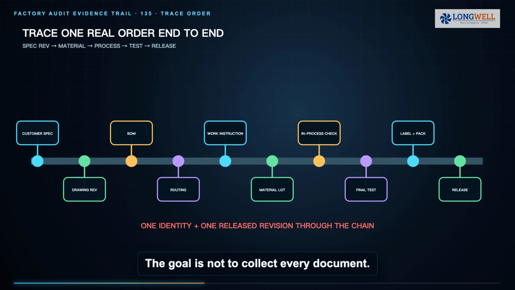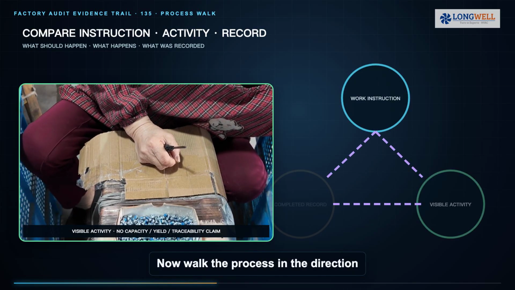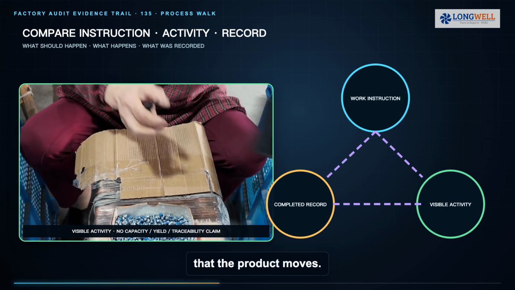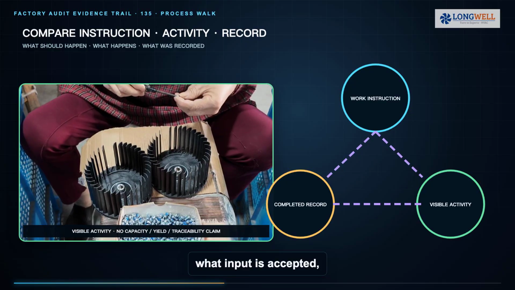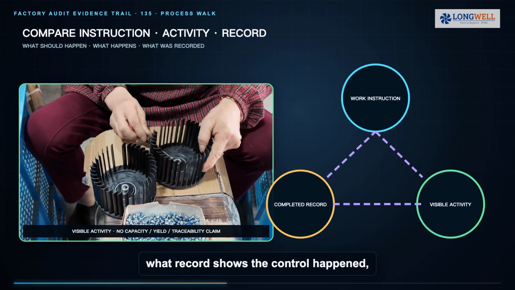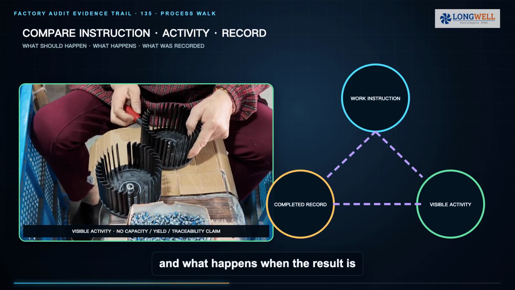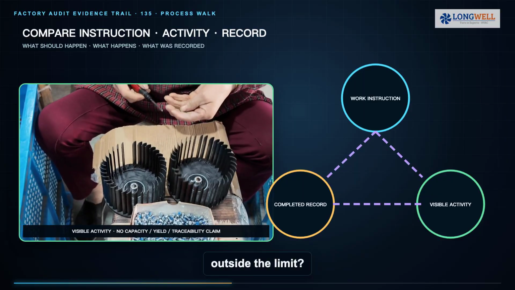The goal is not to collect every document. The goal is to see whether the same identity and revision survive across the chain without unexplained substitutions or missing approvals. Now walk the process in the direction that the product moves. At each step, ask 4 questions: what input is accepted, what control prevents error, what record shows the control happened, and what happens when the result is outside the limit.